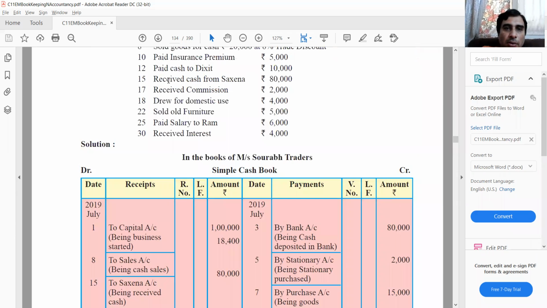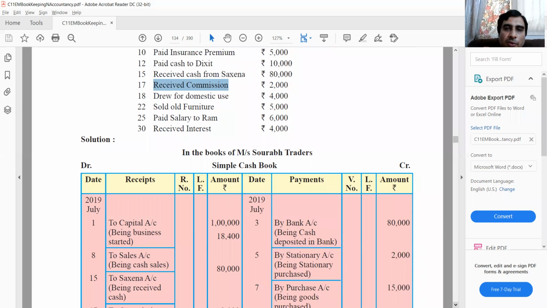Now, received cash from Saxena, money coming in. So, left hand side to Saxena account, 80,000. Received commission, money comes in. So, left hand side to commission, being commission received, 2,000. Drew for domestic use. That means this is a proprietorship or a partnership, and the owner of the business has taken out money, taken out capital. When he takes out his own capital for these petty transactions on a day-to-day basis, it is called drawings. So money goes out of the business, right hand side to drawings, 4,000.